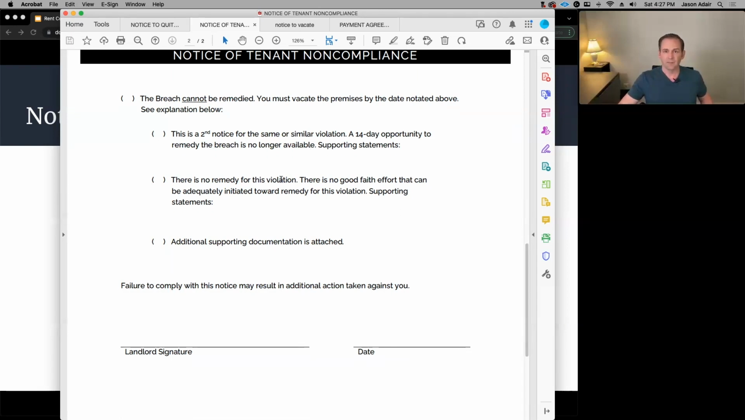They got caught cooking a meth lab. Get out. Or building a meth lab and cooking a lab. That's a drug-free, crime-free violation. There is no remedy for that. You got to leave. And then any additional supporting documentation, you show them the documentation that you have.